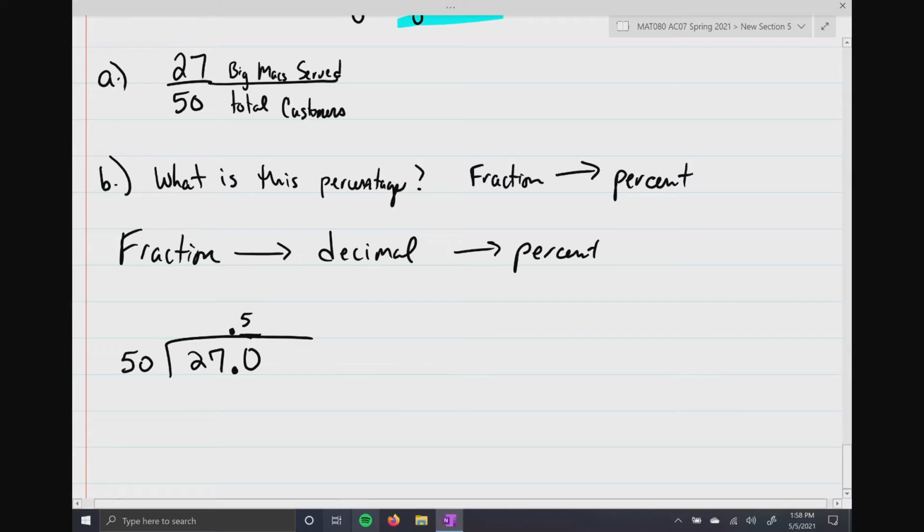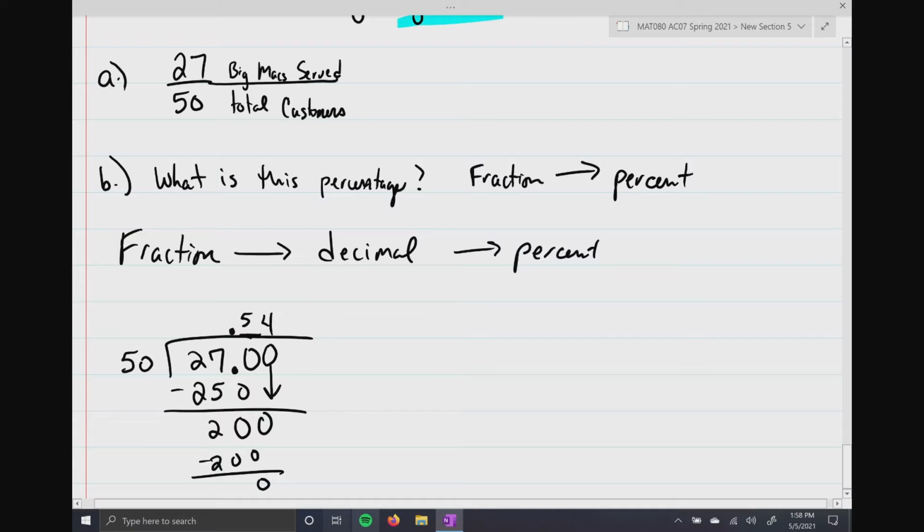So 5 times 50 is 250. I will subtract. So I get a 0. I get a 2. I put a 0 and drop it down. Now, 50 goes into 200 exactly 4 times. And that's a good thing.